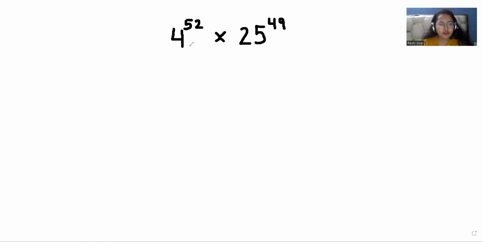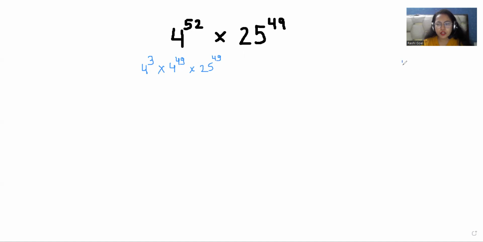So how can we write 4 power 52 and 25 power 49? What we can do is break 4 power 52 in terms of the same power as 25. So I can write 4 power 52 as 4 power 3 times 4 power 49, because when there is a multiplication sign in between and the base is the same, we can add the powers. Now 25 power 49.